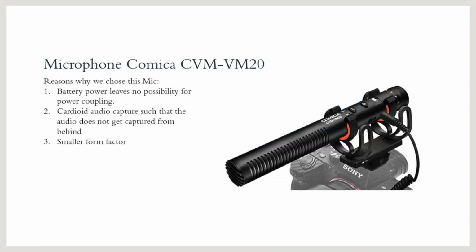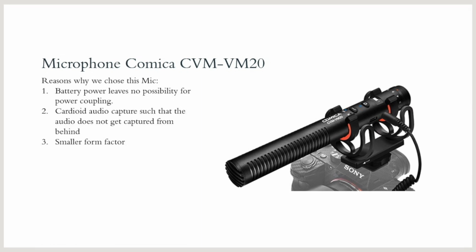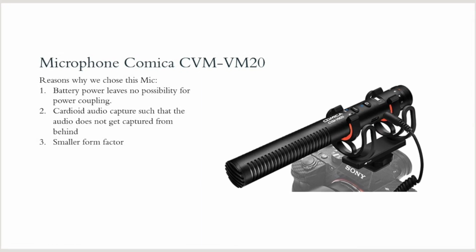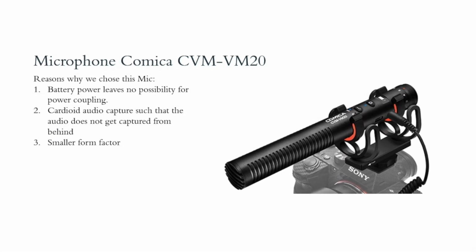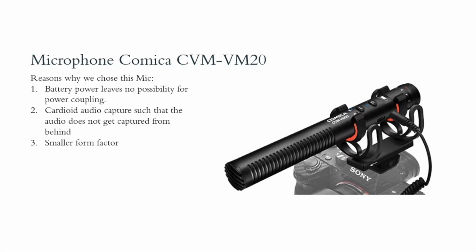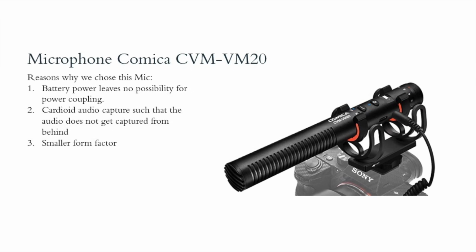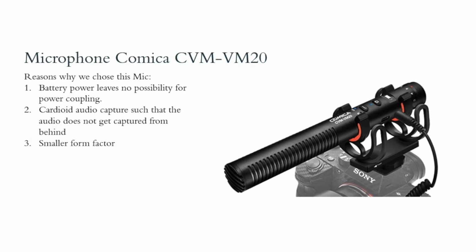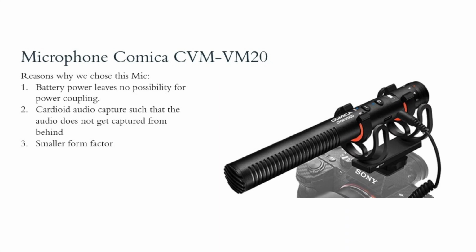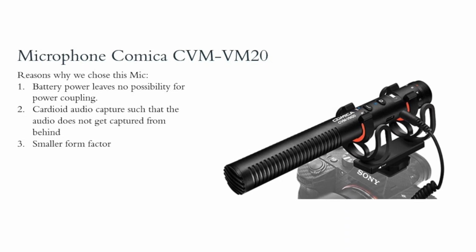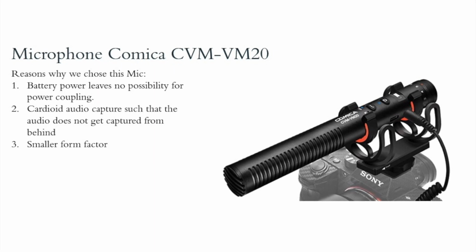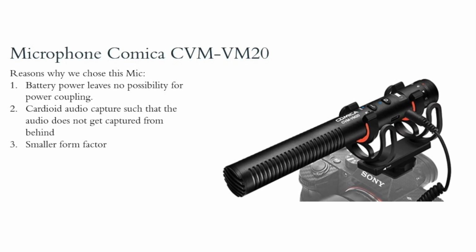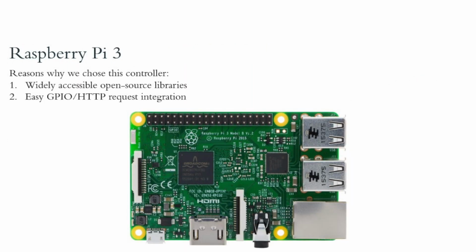The microphone we chose was the Comica CVM VM20. We chose this mic for a few reasons. The battery power means that it has no possibility for power coupling, which is very helpful for good audio capture. The main reason we picked it, though, is the cardioid audio capture, which means that it picks up nothing really from the side, only from the front, which is what we wanted for the desired audio capture.